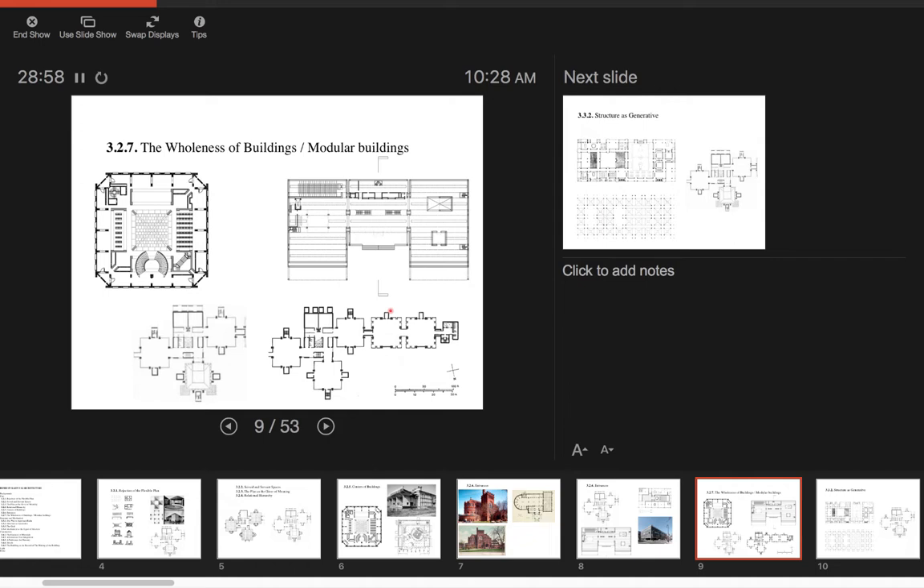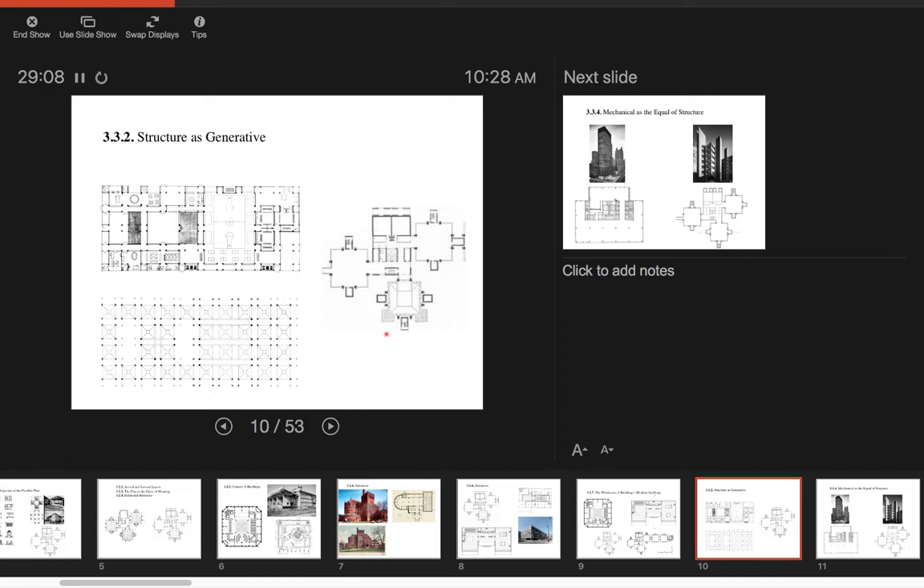So, structure as generative. I don't have it here, but if you were to take everything away except the structure, this would look the same. The windows would be gone, but the structure defines the architecture.